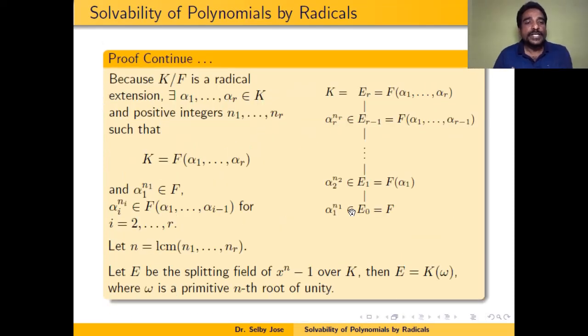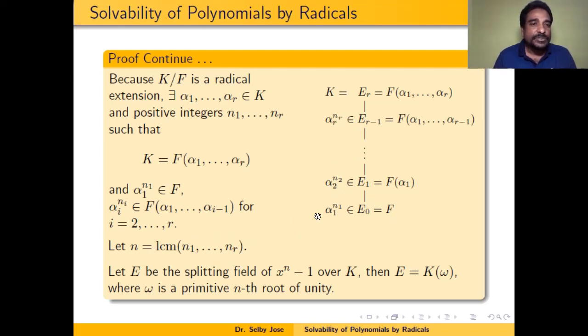Because K over F is a radical extension, there exist alpha 1, etc., alpha r belonging to K and positive integers n1, n2, etc., nr such that K is equal to F(alpha 1, etc., alpha r), and alpha 1 raised to n1 belongs to F, alpha 2 raised to n2 belongs to F(alpha 1), etc., alpha r raised to nr belongs to F(alpha 1, etc., alpha r minus 1). And therefore, E_r over E_(r minus 1) is a simple radical extension, E_(r minus 1) over E_(r minus 2) is a simple radical extension, and so on, E_1 over E_0 is also a simple radical extension.